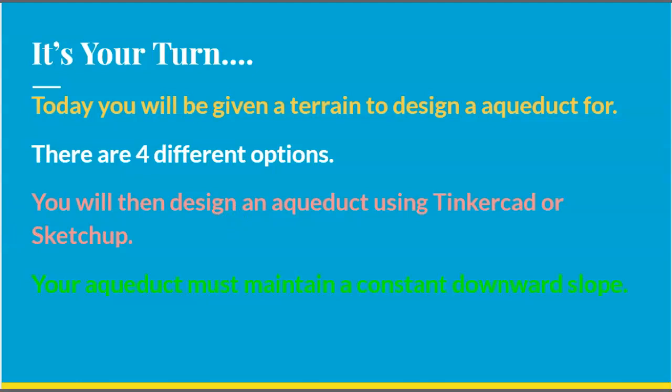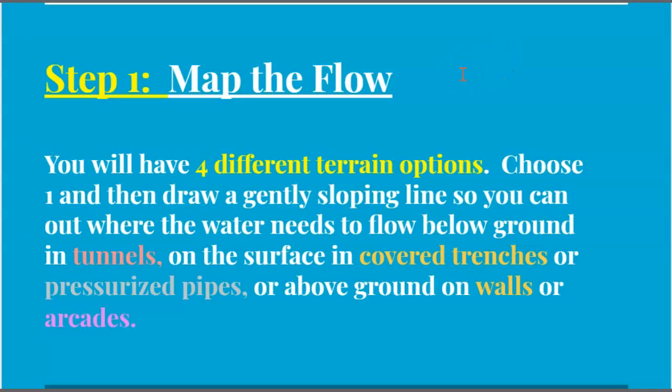Your aqueduct must maintain a constant downward slope. So, step 1 of this process is going to be to map the flow. So you will have 4 different terrain options, and you will choose one and then draw a gently sloping line so you can put where the water needs to flow below ground and in tunnels, or on the surface in covered trenches or pressurized pipes, or above ground on walls or arcades. So there's several different options for how to structure your aqueduct based upon the different types of terrain that you have and creating a gentle slope.